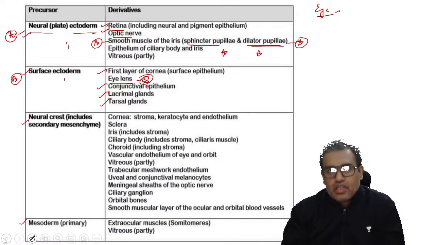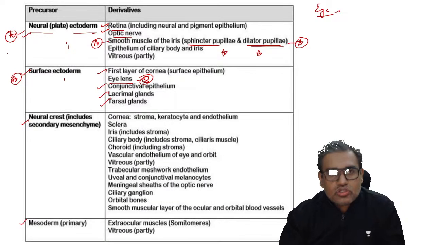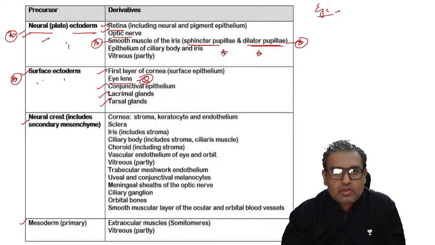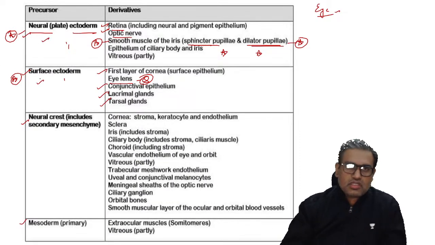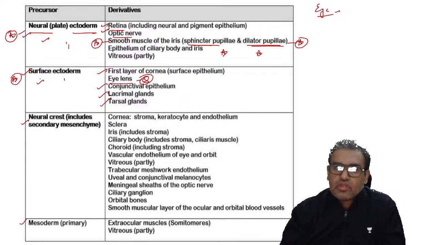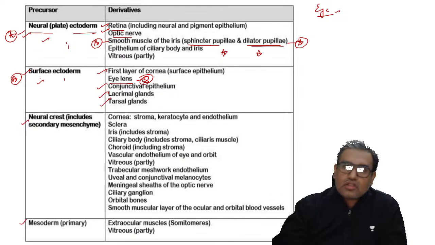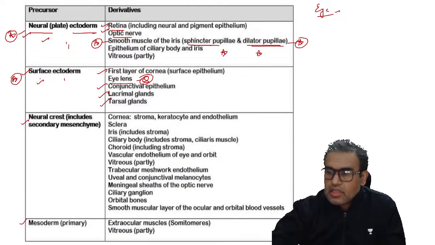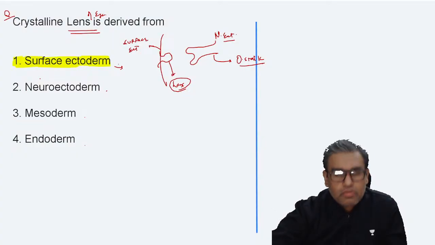Khatam. In the development of the eye, at least remember these two: what is coming from neuroectoderm, what is coming from surface ectoderm. Bas. 3-4 structures in both the sides. That's it. Uske alawa jo bach gaya, you pull it up into neural crest or into the mesoderm. That's all. So lens over here is surface ectoderm. I hope point is clear.